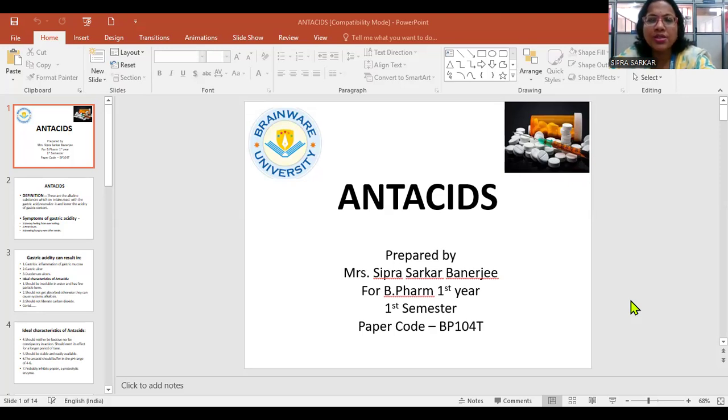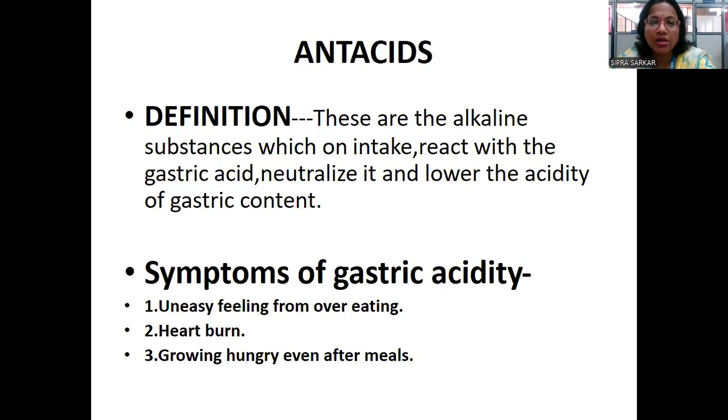So I would like to present the topic on antacid. Acidity is a major cause of human problems. This acidity results from the ingestion of the wrong food, junk food, oily food. So then we should take the antacid. The antacid is the most important drug. They are used for the neutralization of the acidity.